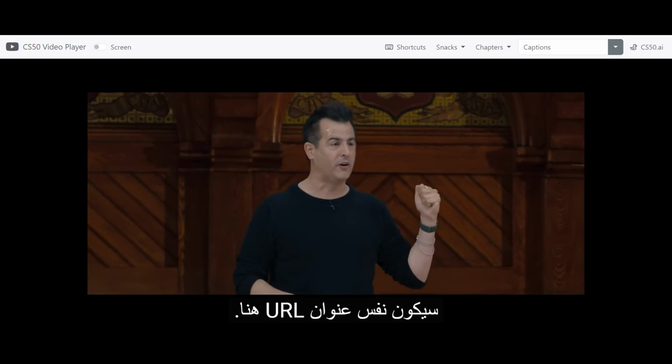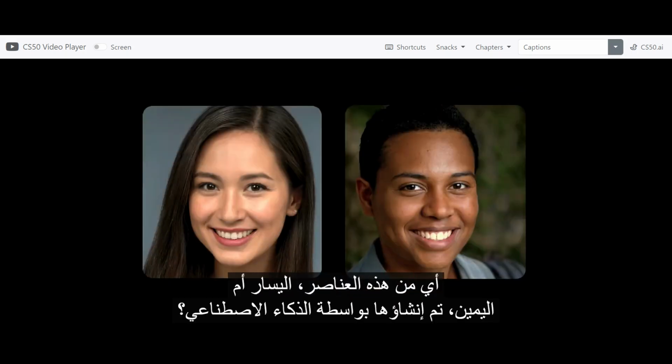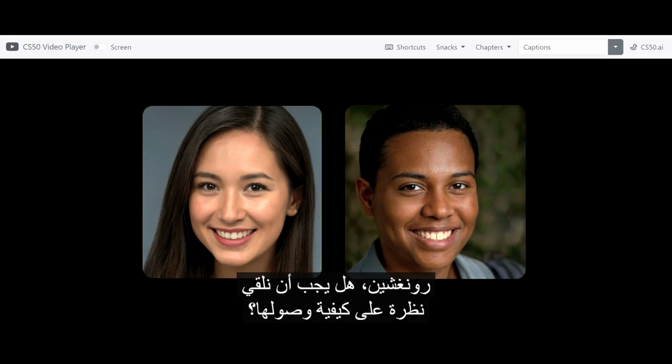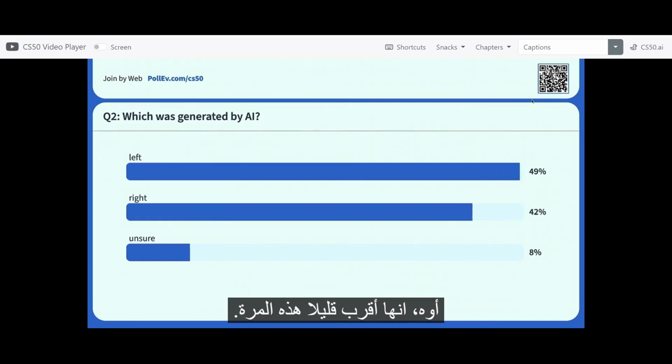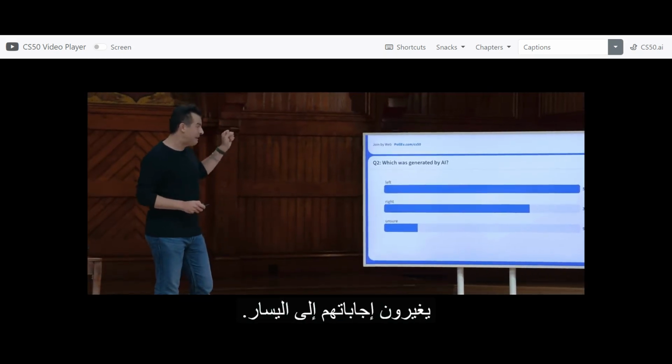It's going to be the same URL here, but just in case you closed it, let's take a look now at these 2 images. Which of these, left or right, was AI generated? Left or right this time? Rongshin, should we take a look at how it's coming in? Oh, it's a little closer this time. Left or right? Right's losing a little ground, maybe as people are changing their answers to left.